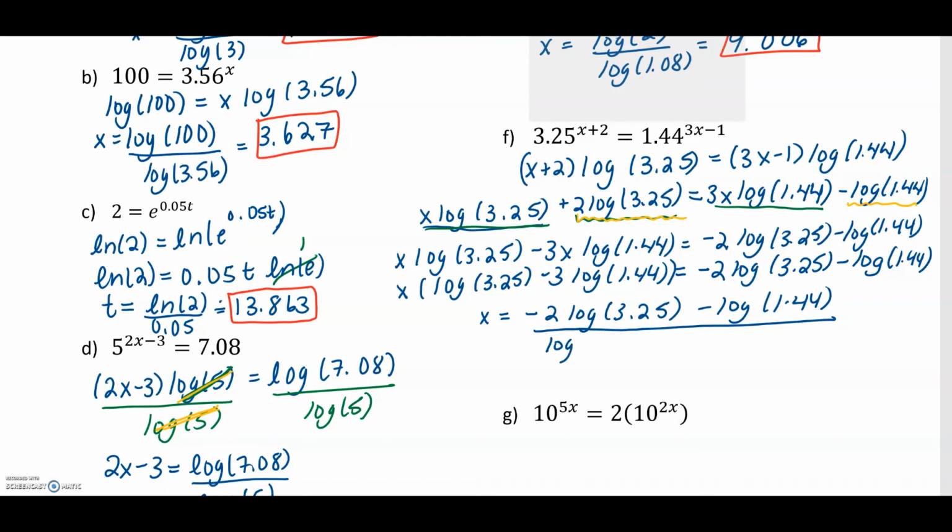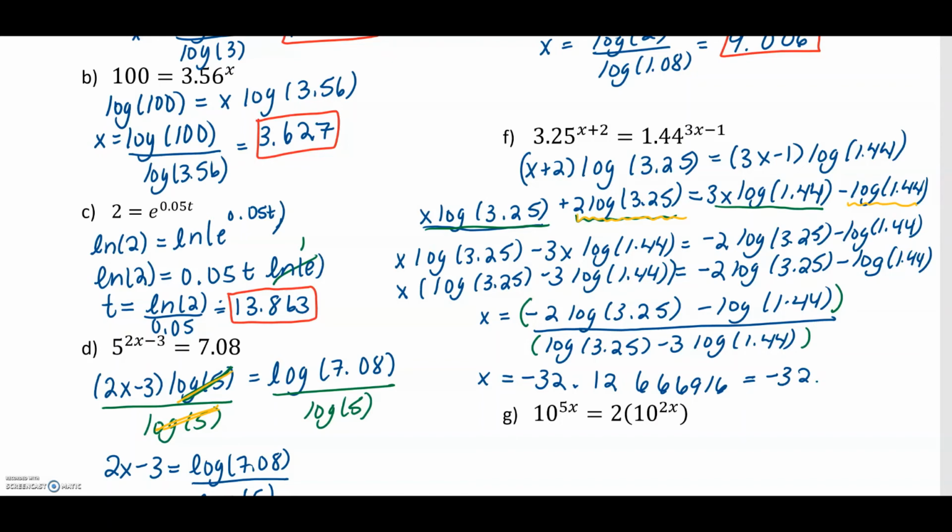So we have to divide both sides of the equation by log of 3.25 minus 3 log of 1.44. Make sure if you're evaluating this in your calculator all in one step, you need to put brackets around the top and bottom of your expression. So now we can evaluate this. You end up finding that x is equal to negative 32.126666916 approximately. When rounded to 3 decimal places, negative 32.127. So part F is definitely one of the more complicated problems that you would end up seeing.